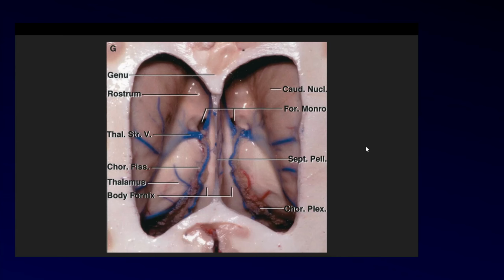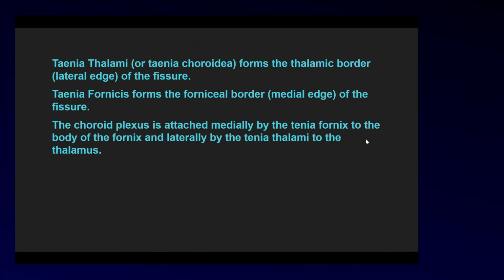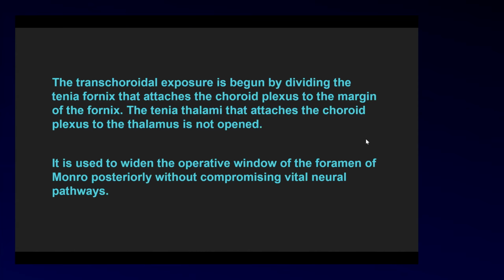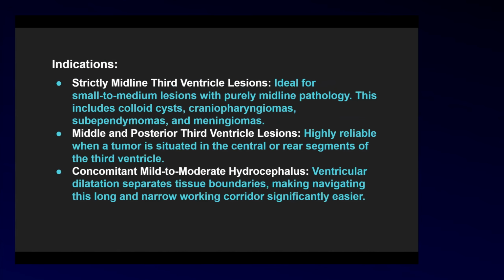Let's go back. So we only open the tinea fornix. We do not open the tinea thalami. And yes, we discussed this before. Sometimes this corridor is also used to widen the operative window of the foramen of Monro, if you don't want to compromise the fornicial column, which is going on the anterior and the superior portion of the foramen of Monro. Now, what are the indications?